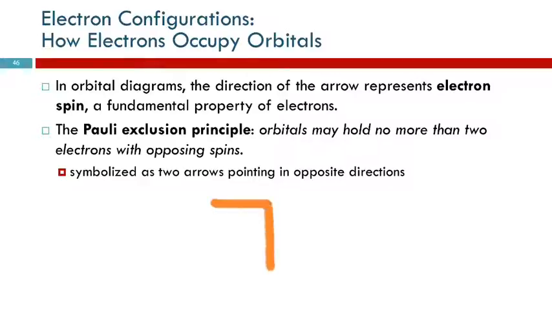So if this was the 1s orbital and it had 2 electrons in it, the first one is going to sleep right side up, and the second one is going to sleep upside down. So they're going to be opposite spin. The scientific explanation for that is it's lower energy if they're paired up like that.